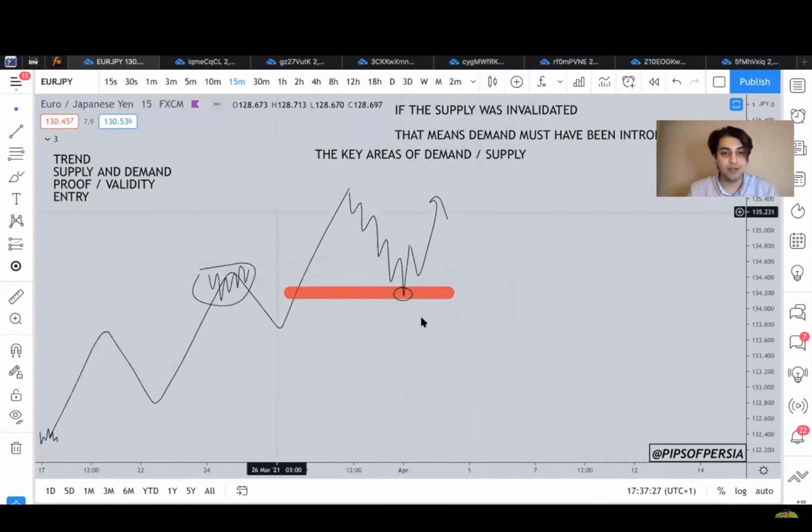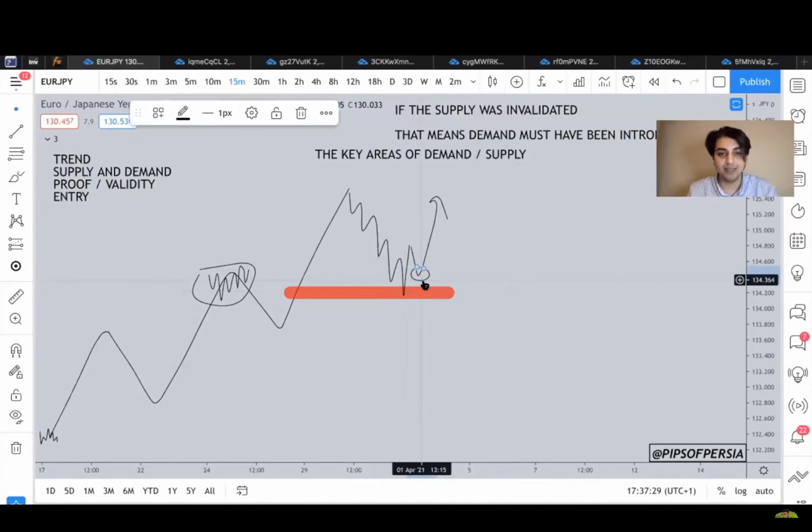If I know that I want to go ahead and buy this at that level over there, right? Let me change this to blue.